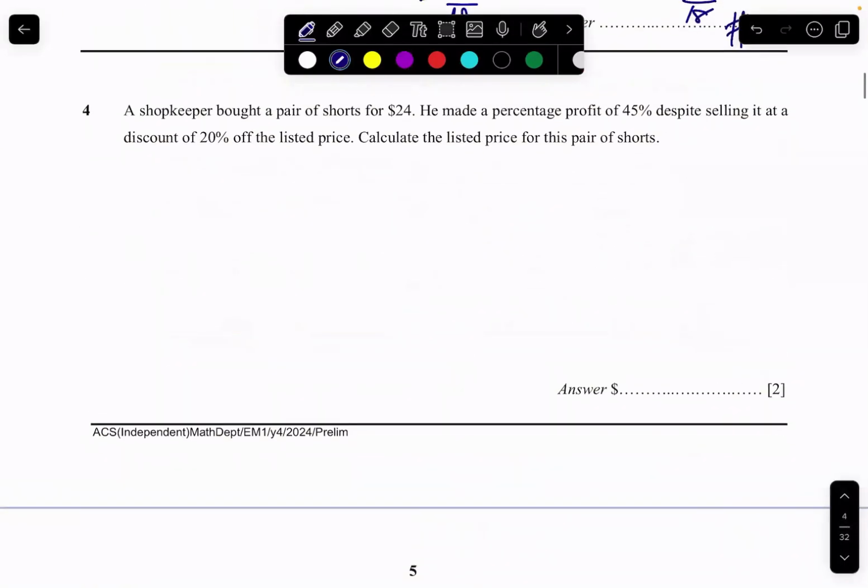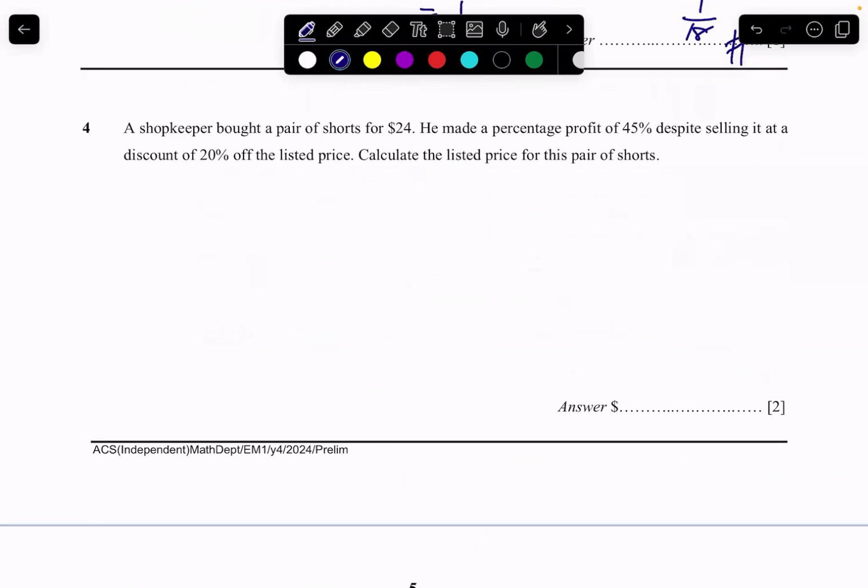Okay, question 4. A shopkeeper bought a pair of shorts for $24. He made a percentage profit of 45%, despite selling it at a discount of 20% off the listed price. Calculate the listed price for this pair of shorts. Okay, so there are two things going on down here. He bought a pair of shorts for $24, so this is his cost. Now, if he makes a percentage profit of 45%, that means we can take this 24 multiplied by 145%. So 24 times 1.45, I'll get $34.80.